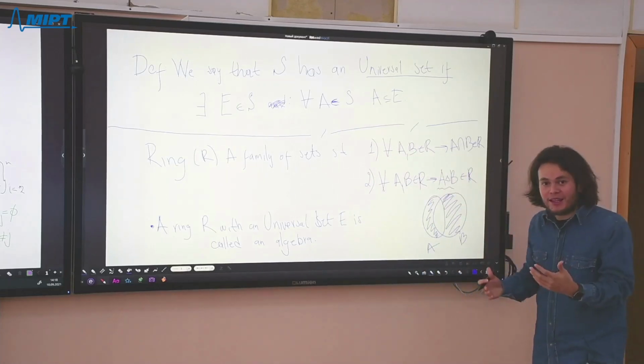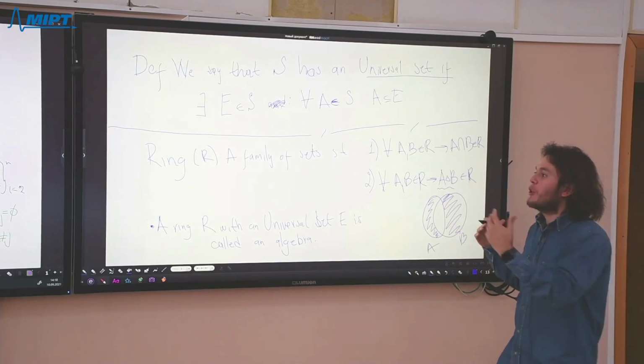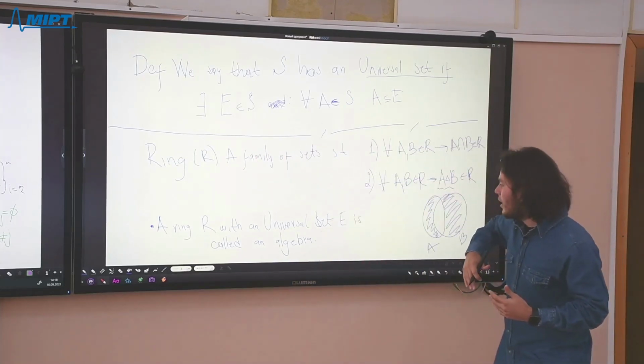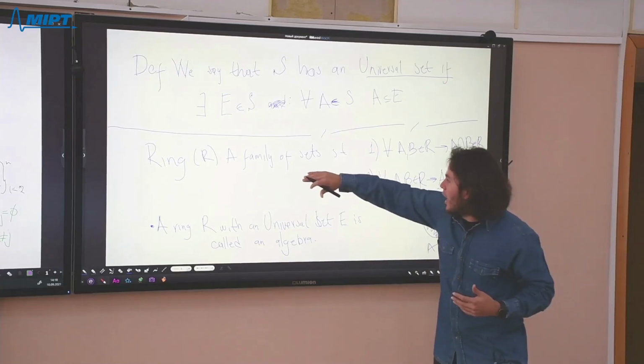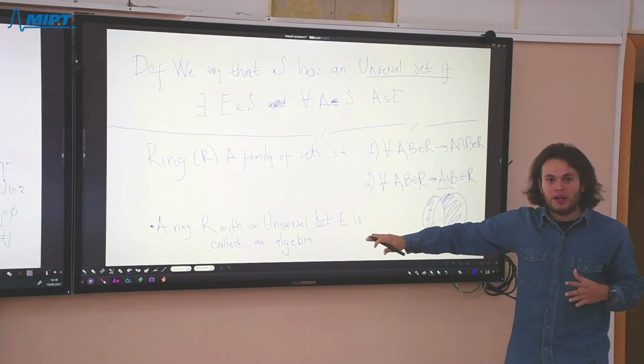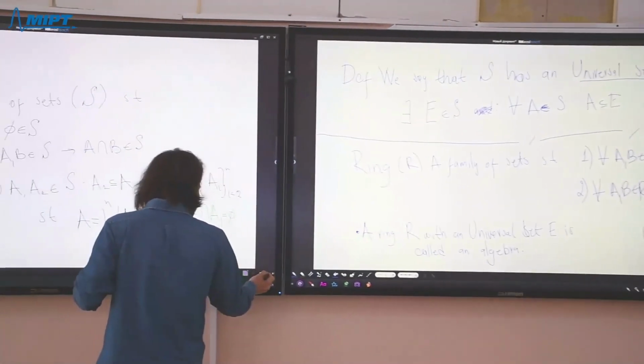It's not that easy, of course. So we get it like this. First, we define the semi-ring, then we define the ring, and a ring with a universal set is going to be an algebra, okay? So we already get algebra, that's good. And now we can see the following.